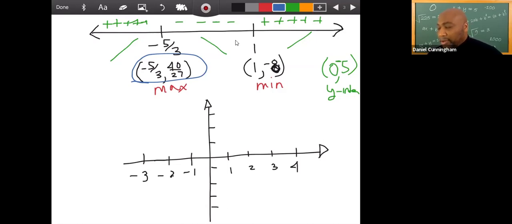So -5/3 is a little bit more than a -1 point something. So a -1, and in this case, we're looking at 2/3. So we're going to say it's exactly right here. And 40 over 27, we're going to say is exactly right here. So let's say it's right here. Again, we're just sketching. And we'll put it right where it says max.